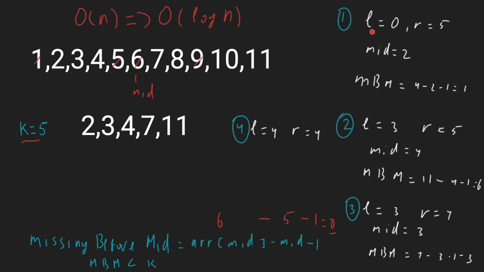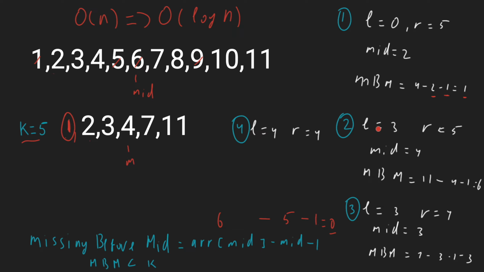So let's do that for our array. We are starting with left equal to 0 and right equal to 5, and our mid is equal to 2. We calculate again how many elements are missing before this mid element. So the value 4 minus 2 minus 1 gives us 1. It means that we have one number missing before our mid element.